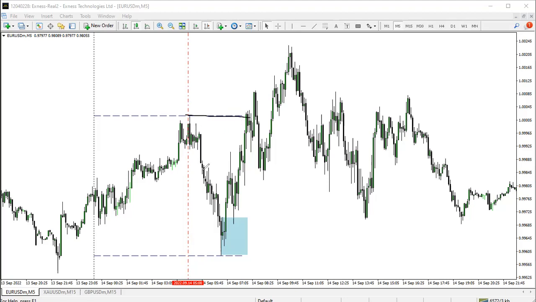This is the manipulation here. This low, high, low, high, low, and then they broke structure here, there. And then this was the return to order block or return to fair value gap. They both can be used as entry points. And then as you can see, you buy in London.